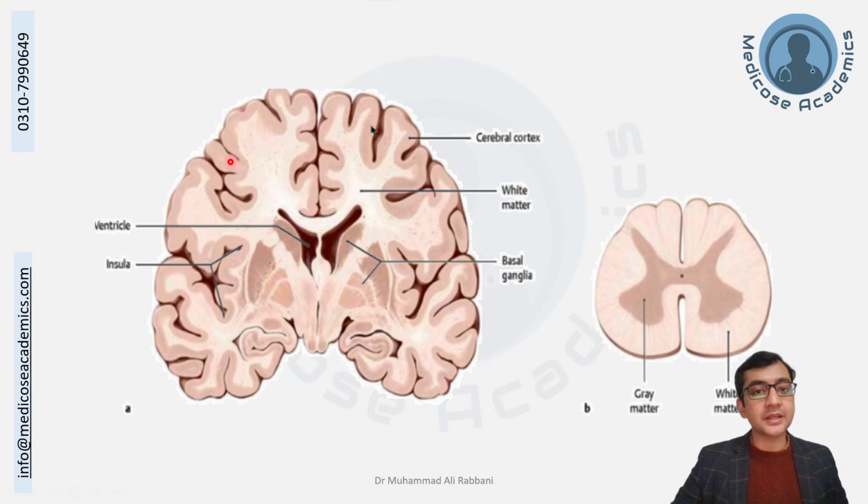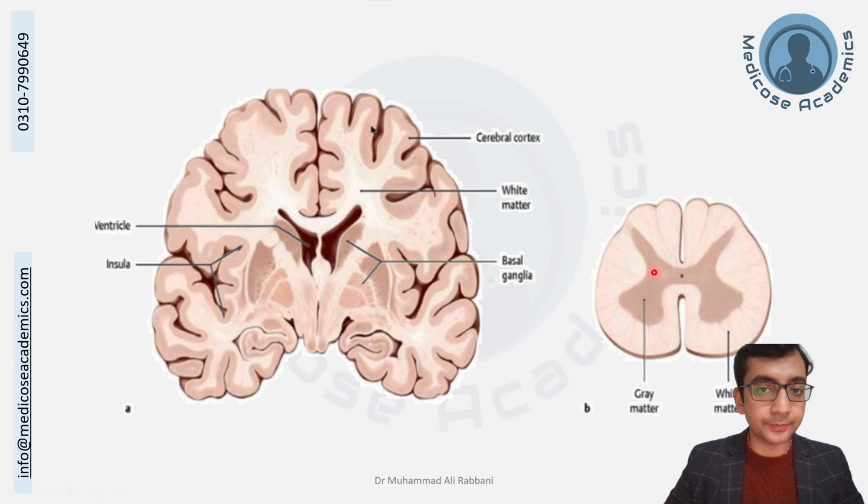The darkly stained area is present near the surface. It will have more nuclei. The lightly stained area containing most of the tracts is present on the inside. And here you can see the different nuclei, which are collections of cell bodies embedded in the white matter. In the spinal cord, however, this arrangement is opposite. The tracts are on the outside, white matter, and the cells are on the inside, gray matter.